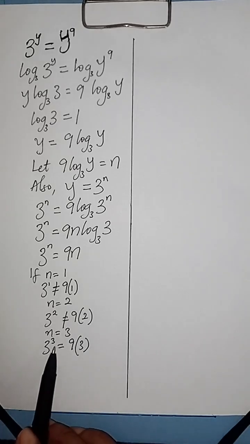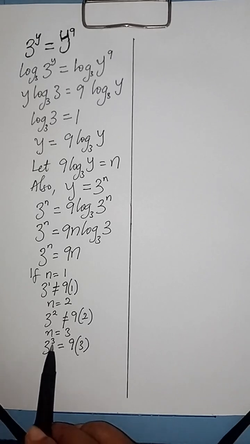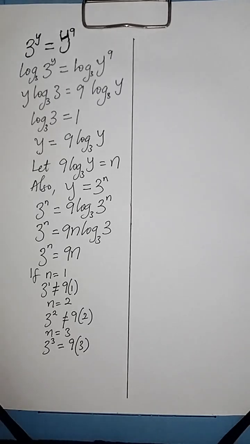3 raised to power 3, it's 27 rather. 3 raised to power 3 is 3 times 3 times 3, which is 27, and 9 times 3 will also give us 27.